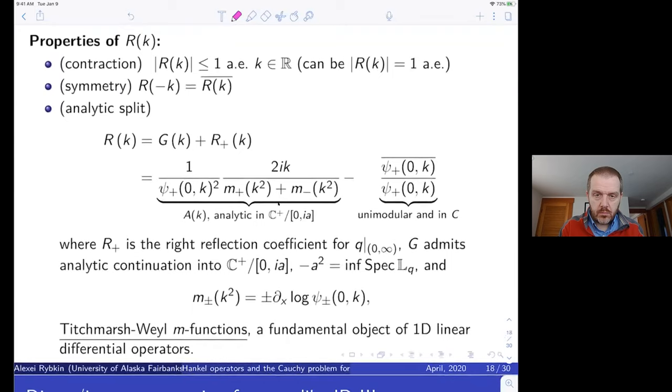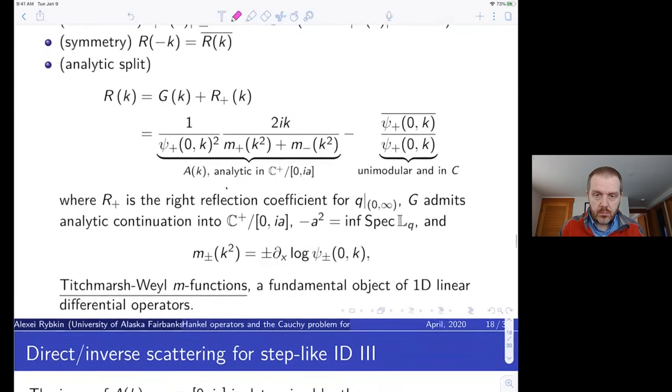And here I also give yet another analytic split. It's different from this one. It is in terms of the so-called Weyl-Titchmarsh M function, just the M function, yet another important object of spectral theory for ordinary differential equations. The M function is a so-called Herglotz function, so it maps the upper half plane onto the upper half plane. This particular formula is of little importance to my talk, just to demonstrate that it has a specific structure made of well-known objects.